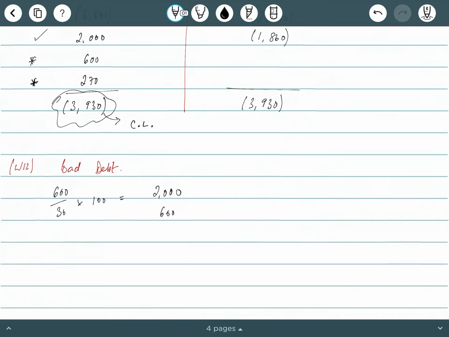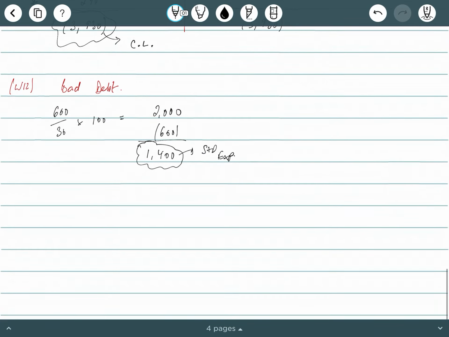They've given us 600. So the difference is what we have to write off. So that 1,400 there is what we have to write off. So that's your selling and distribution expense. We must go into our debtors then, and we must adjust our debtors.